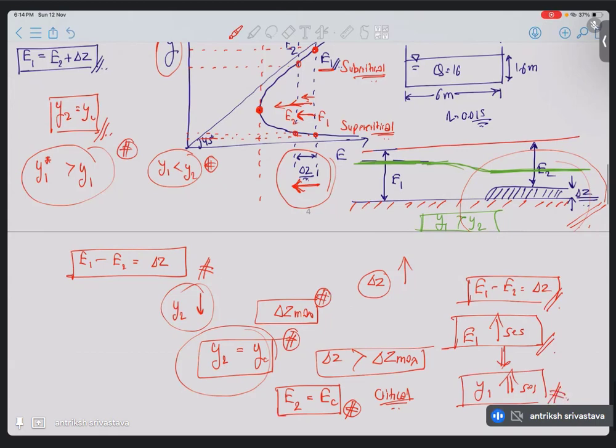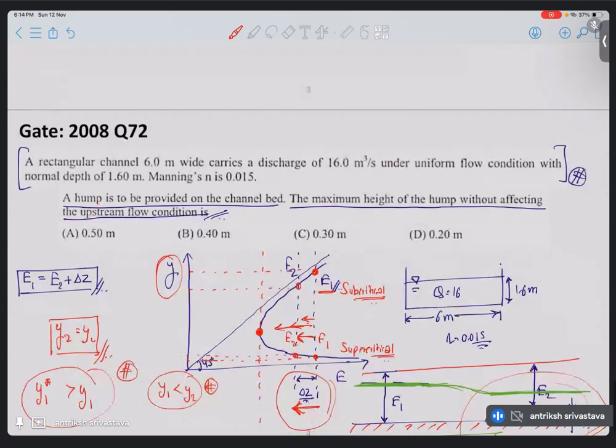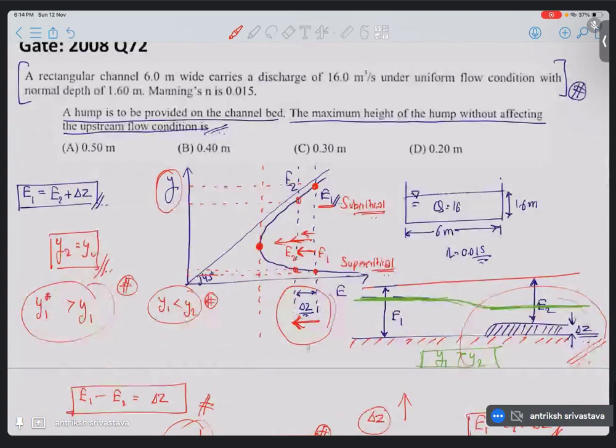So in this question, we are not asked what happens if we go beyond that delta Z. What we are going to do today is calculate that delta Z max, and then we'll finish this question. Then we are going to introduce a delta Z that is greater than this delta Z, and then we'll see what happens and how we calculate the depth at the upstream. Okay, so let's start this question.